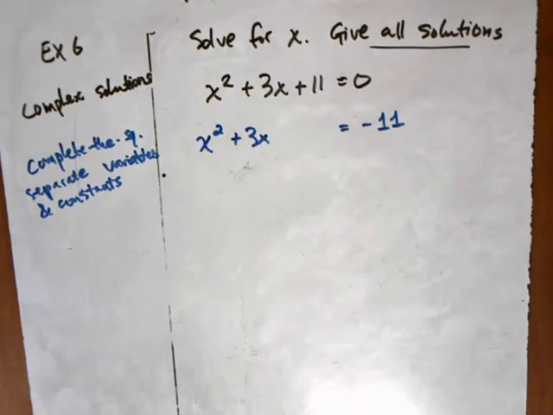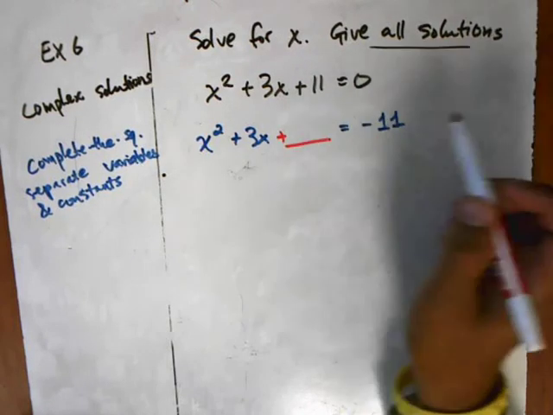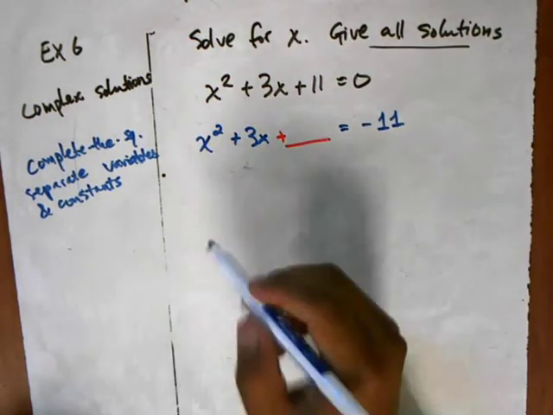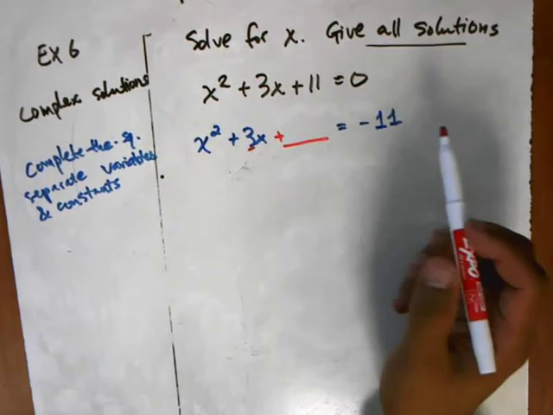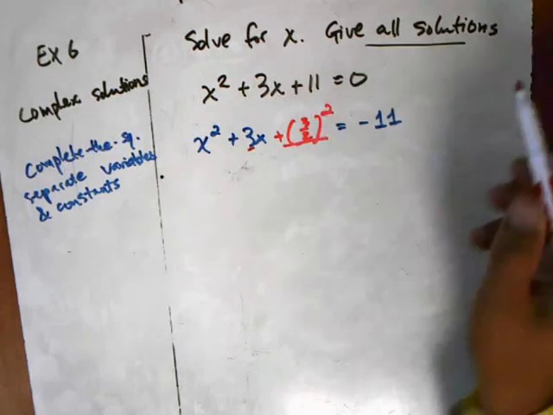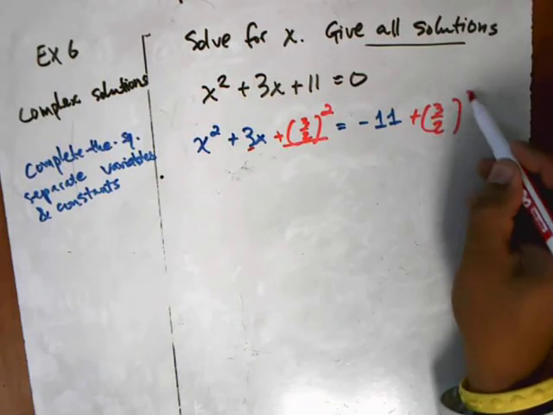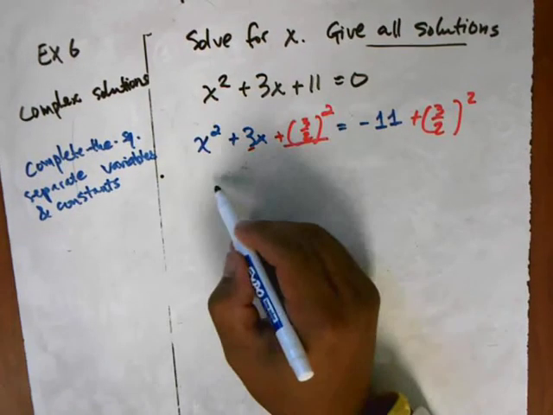And remember, we want to add something in here that will allow me to factor this thing perfectly. And that is 1/2 of the middle number squared. So this is going to be 3/2 quantity squared. And I have to do the exact same thing on the other side. That's 9/4 for those of you who are doing this mental math.